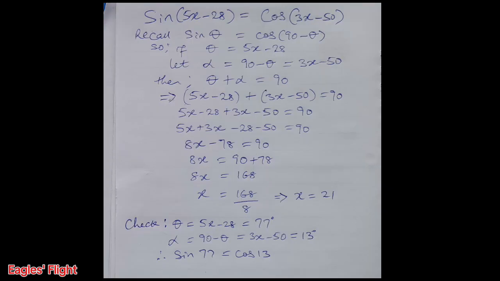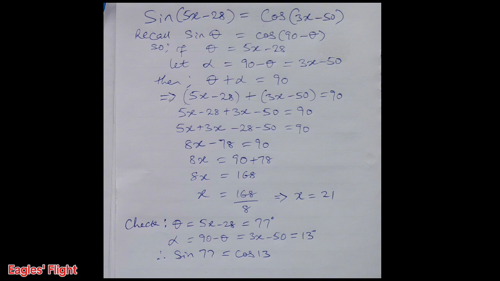Let's quickly have a check. When we input the value of x into the main equation, will it correspond? Remember we said theta is equals to 5x minus 28. So if I input the value of x into 5x, we'll have 5 times 21, which is 105. So 105 minus 28 will give us 77 degrees.